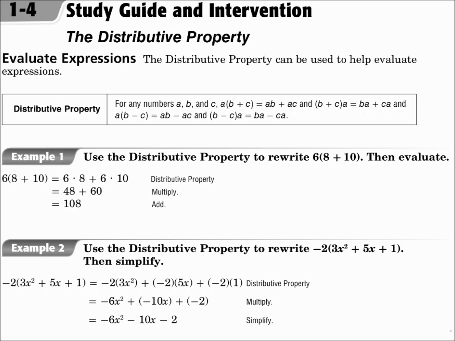The distributive property says for any numbers a, b, and c, a times the quantity b plus c equals ab plus ac, and the quantity b plus c times a equals ba plus ca. It works for subtraction as well. And notice when you subtract, the second one is subtracted. So where we had a times b minus c there, the second term is subtracted. And the same there, b minus c, and the second term is subtracted.